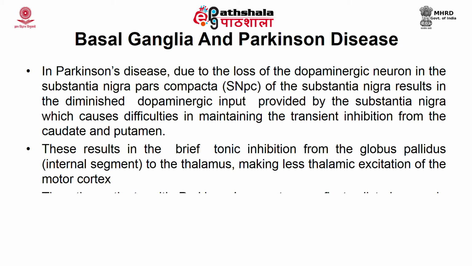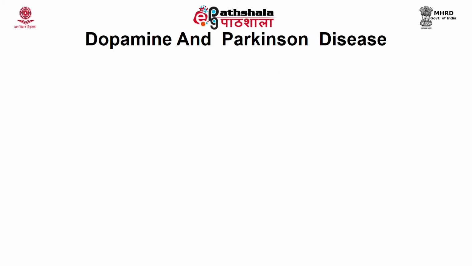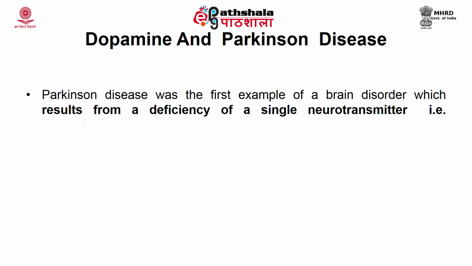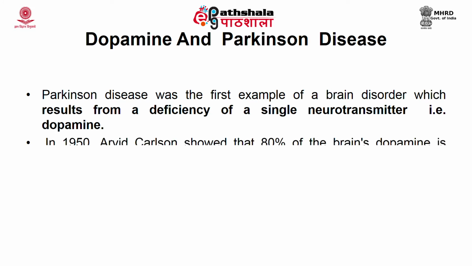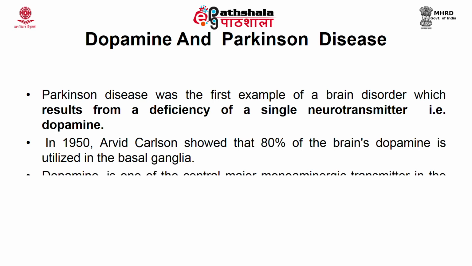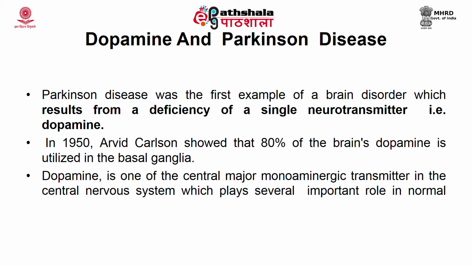So, if we look at the relationship of dopamine and Parkinson's disease, we see that this is a brain disorder which results from the deficiency of a single neurotransmitter, that is dopamine. In 1950, Arvid Carlsson showed that 80% of the brain's dopamine is utilized in the basal ganglia. Dopamine is one of the central major monoamine transmitters in the CNS, which plays several important roles in normal brain activity.